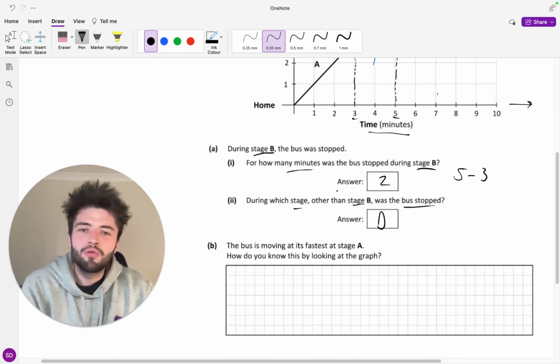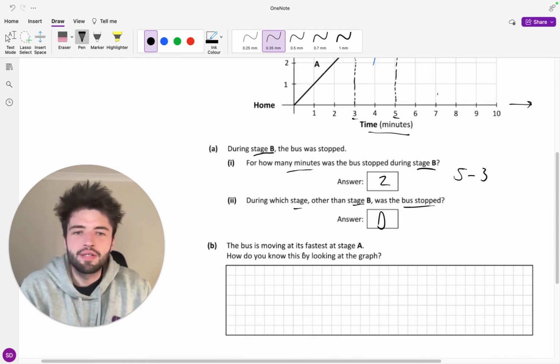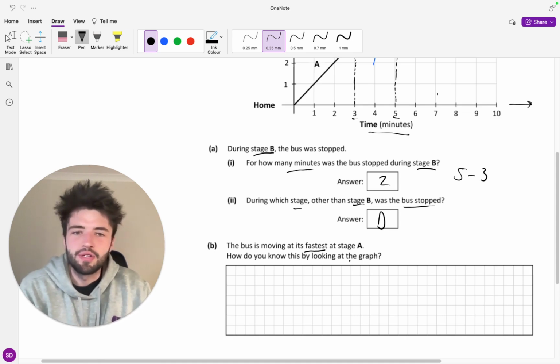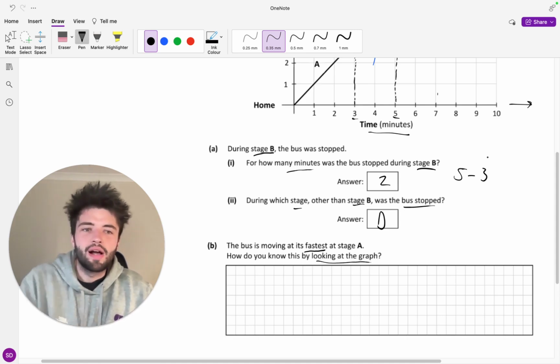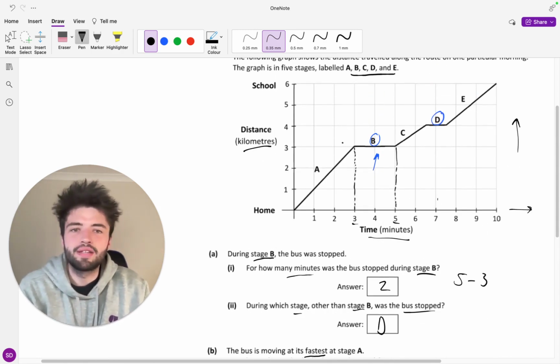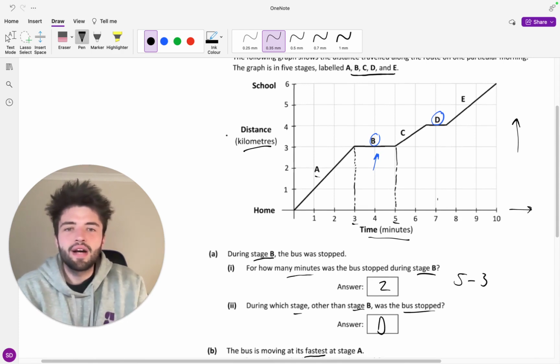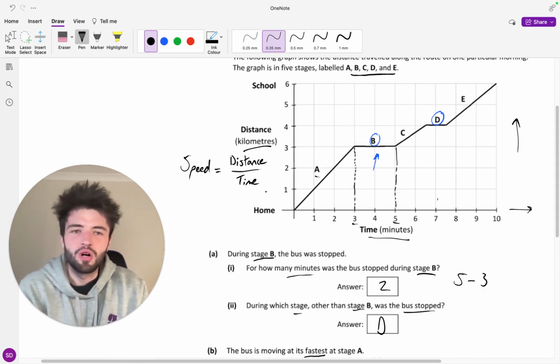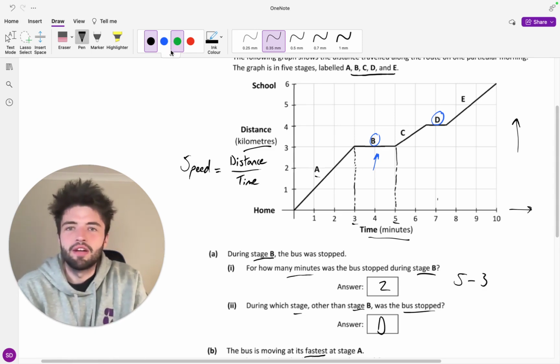And for part B, we're told that the bus is moving its fastest at stage A. Then we're asked, how do we know this? Just by looking at the graph. If we look back at our graph here, what we're trying to figure out is what makes stage A the fastest. The fastest is always going to be the highest speed. And speed is the same thing as distance over time. Speed is the amount of distance you cover over a certain time. So we're going to be applying that to this question.